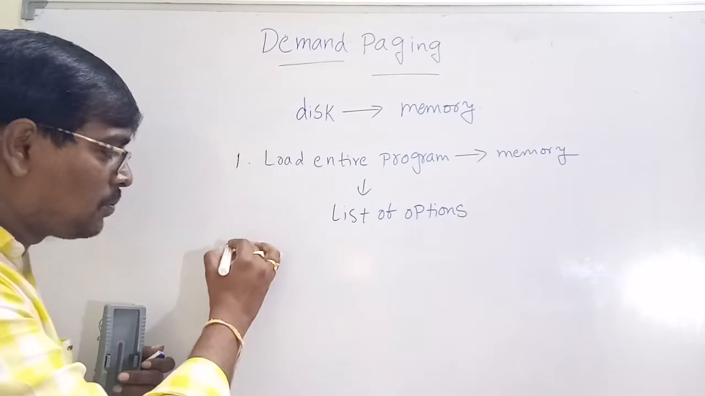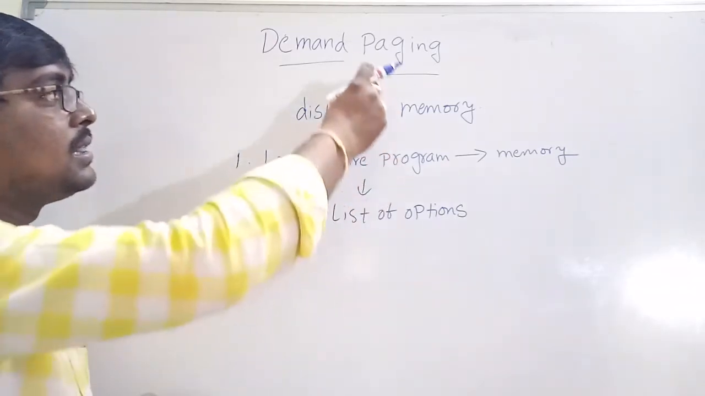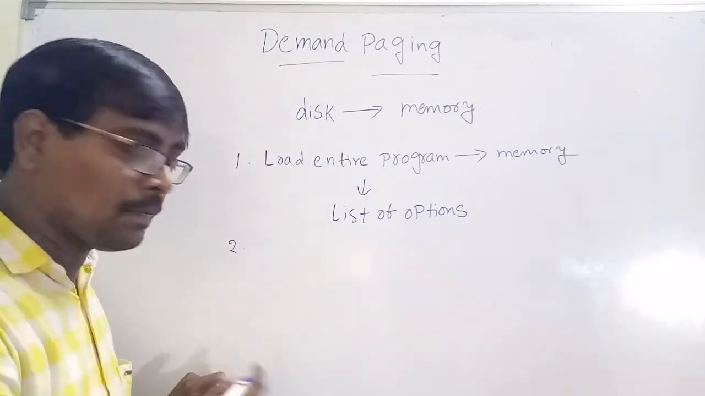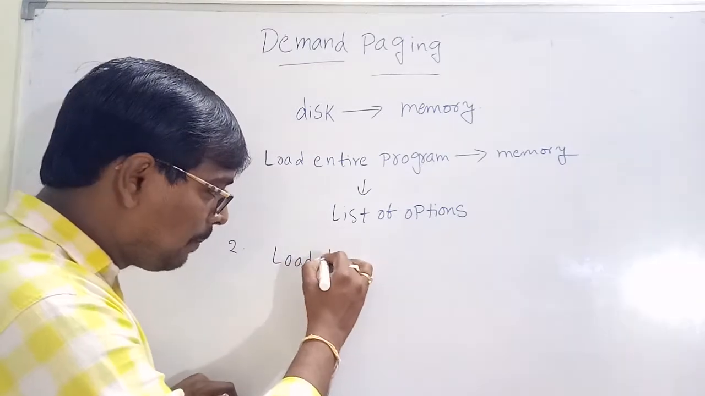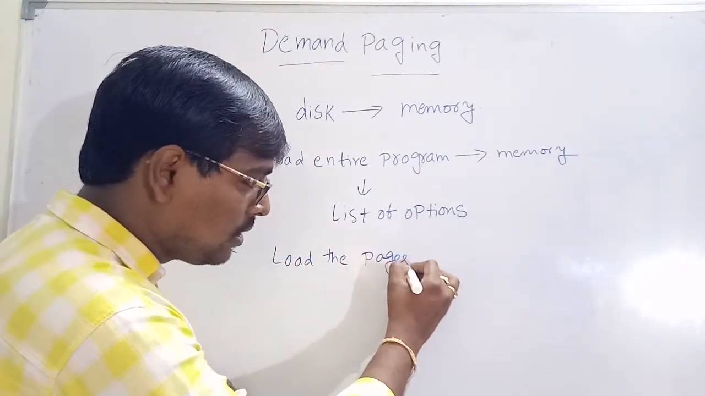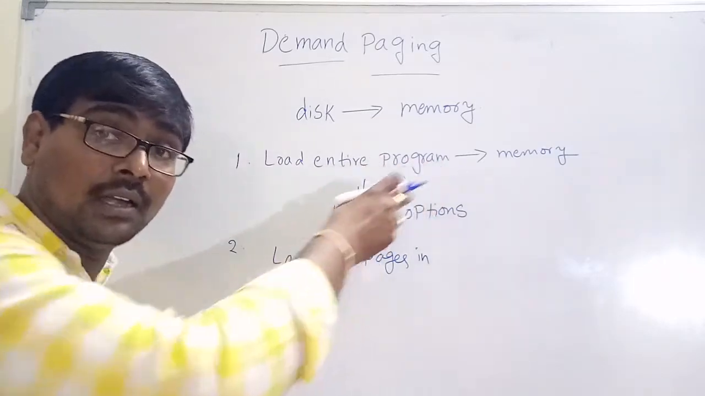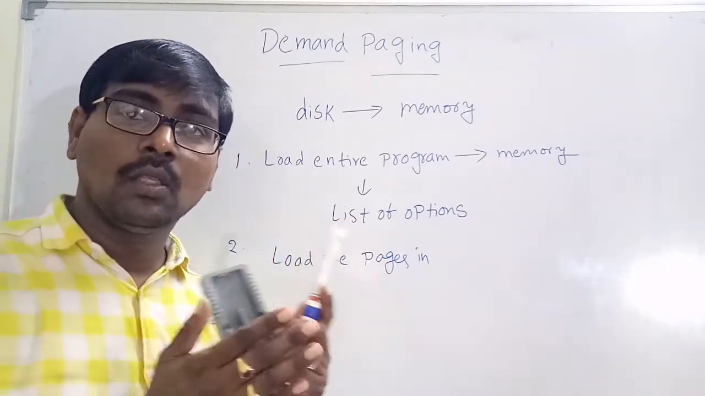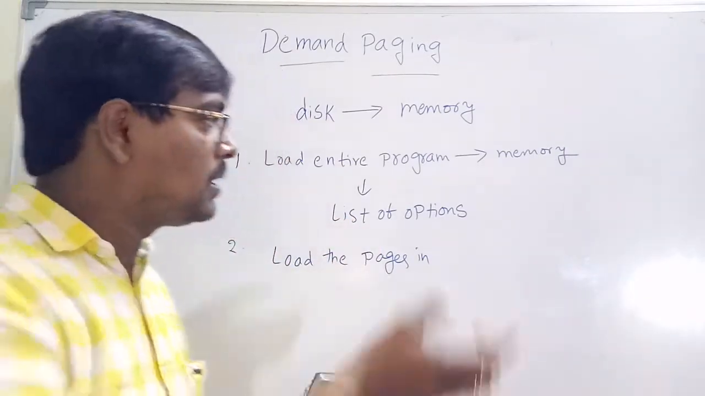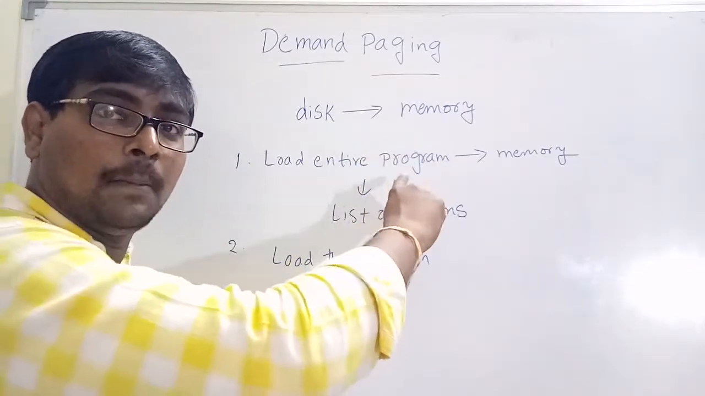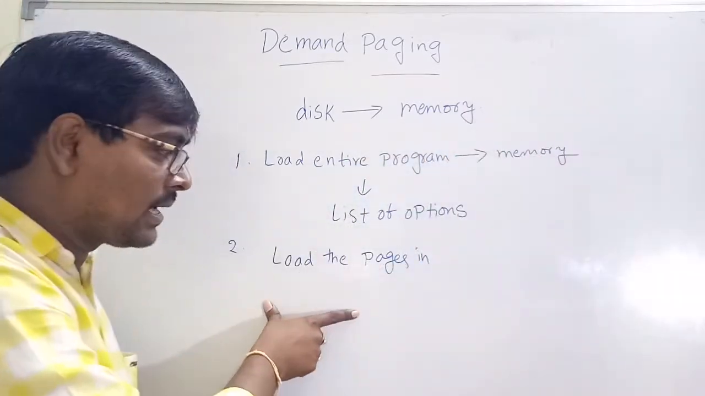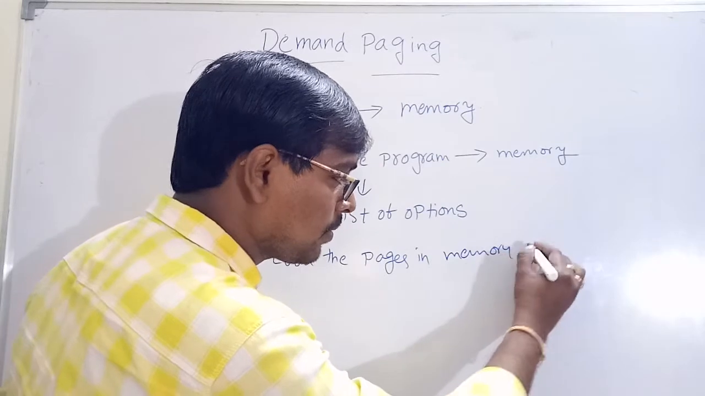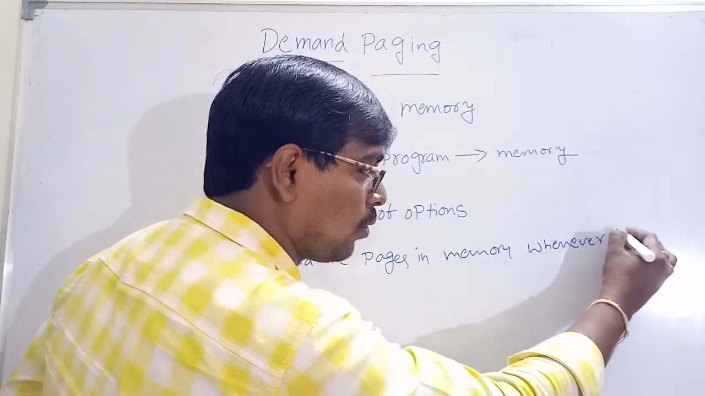So to overcome this problem, demand paging comes into the picture. How is demand paging applied? Load the pages, not the entire program. The process is divided into a number of pages. In the first situation, we are loading all the pages at a time into the memory. But the second option is we load the pages into memory whenever they are required.